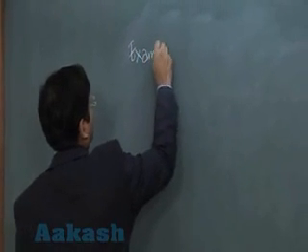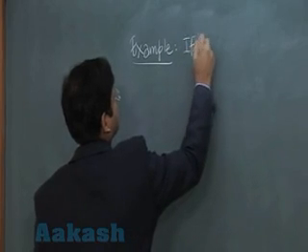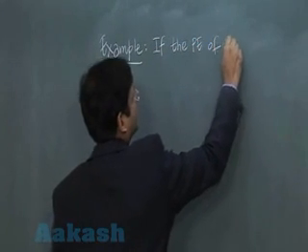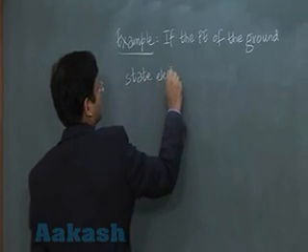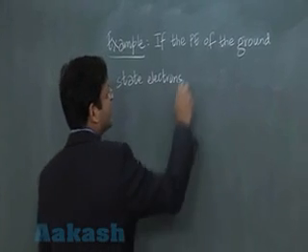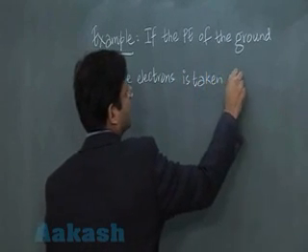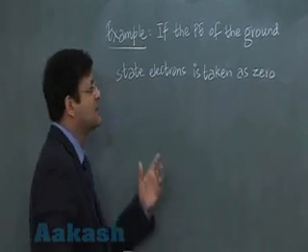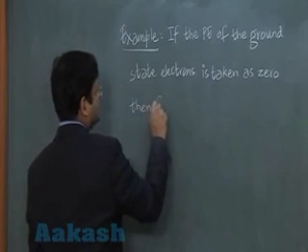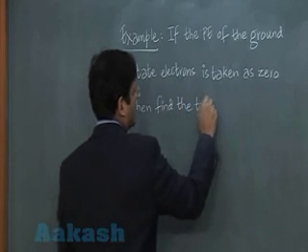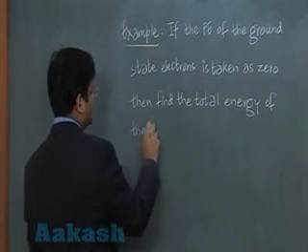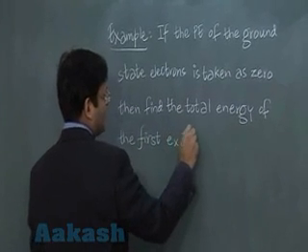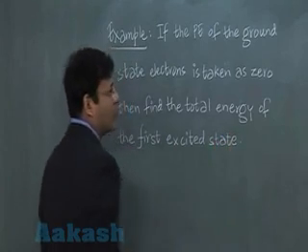Let's suppose you have another situation in which we say that if the potential energy of the ground state electrons is taken as 0, जो ग्राउंड स्टेट की पोटेंशियल एनर्जी है उसको हमने 0 लिया है, then find the total energy of the first excited state. Understand, this is the kind of question we are posing.